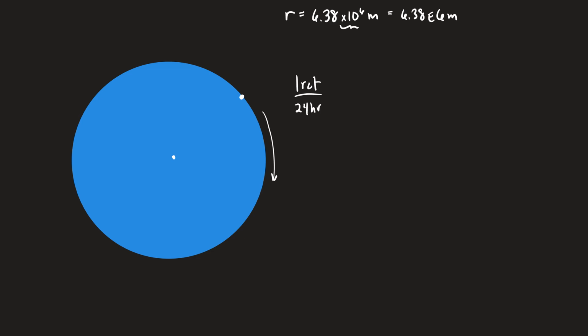Well, the way I said what? The rotational speed of the Earth, it's one rotation every 24 hours. And I want to know in meters per second how fast the Earth is going.